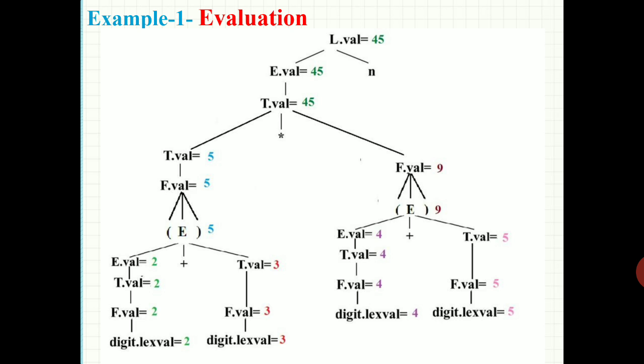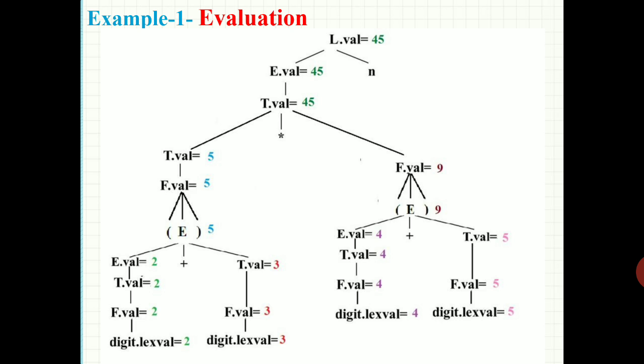In the right subtree, first in order, the digit dot lex value will be given to F dot value, then F dot value will be given to T dot value, then that value will be assigned to 4. You can see that the lexical value 4 will be assigned to the E dot value. Then the digit value 5 will be given to the F dot value, then that 5 will be given to the T dot value. Then the value of E will become 9 on the parse tree. That is 4 plus 5, it is 9 in the parse tree.